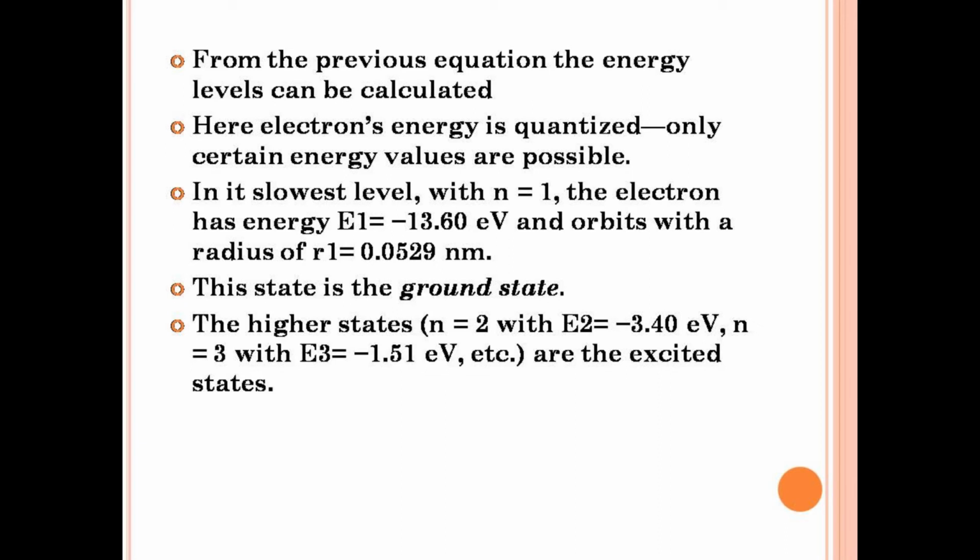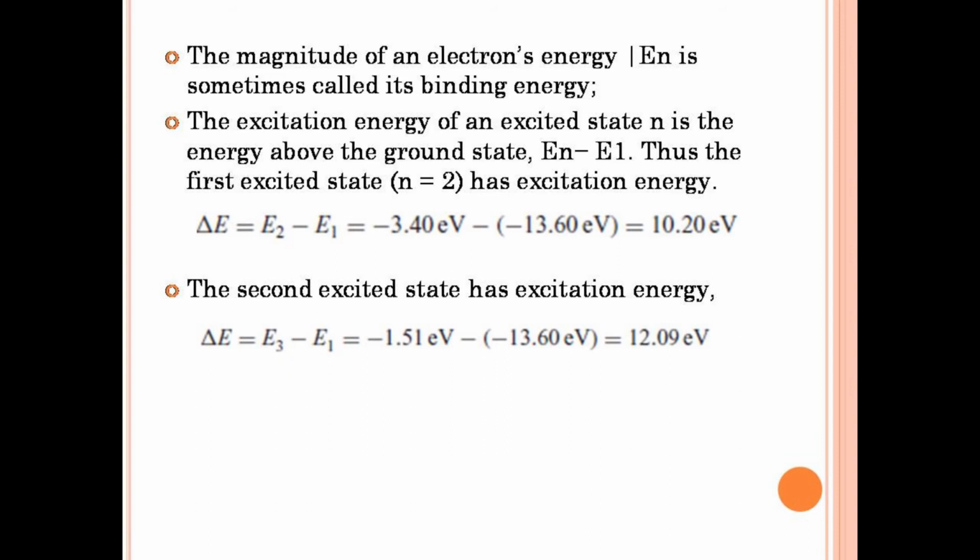So the ground state, n equal to 1, is termed as the ground state, and n equal to 2 or n equal to 3 are termed as the excited states. The magnitude of an electron's energy, En, is sometimes called its binding energy. The excitation energy of an excited state n is the energy above the ground state, that is En minus E1.